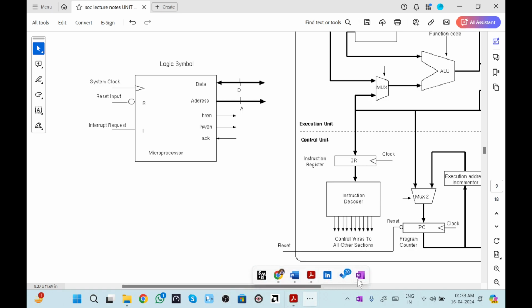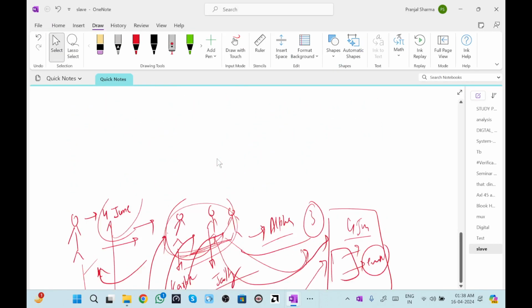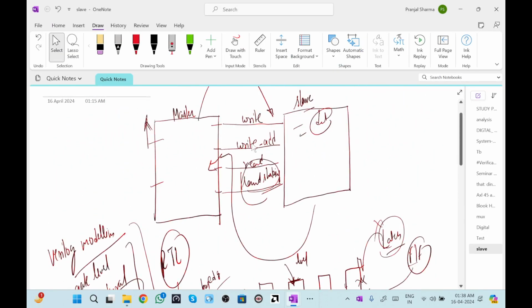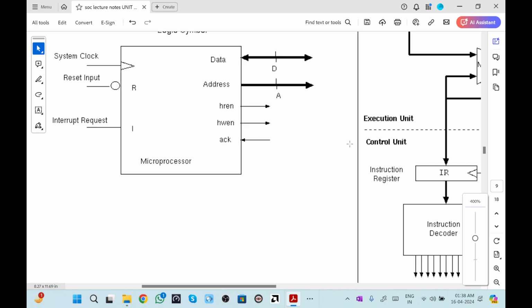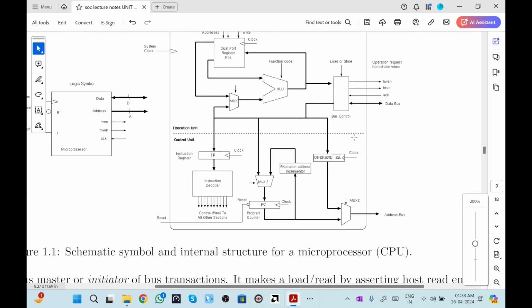Similar to this, I have created a diagram for the AMBA AHB. You can see I have created write address, read and handshaking mechanism, so it is basically similar to that. All three signals, HRAN, HWN and acknowledge, are handshaking signals. Unless they go high, the data and address lines will not send or receive the information. We also have a standard system clock, a reset function, and an interrupt request.